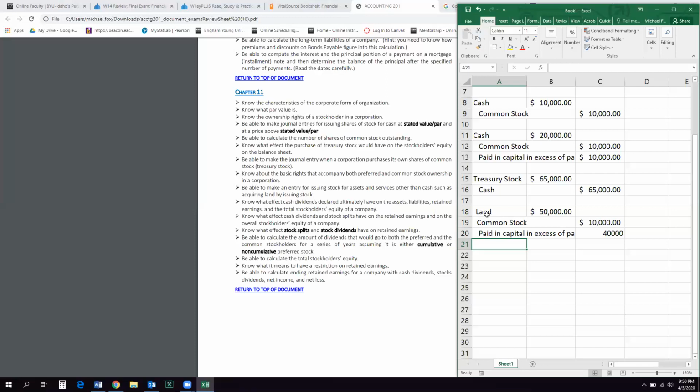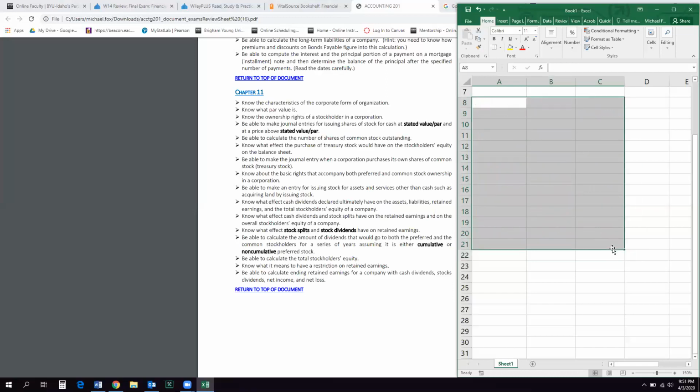Know what effect cash dividends declared ultimately have on assets, liabilities, retained earnings, and the total stockholders' equity of a company. So this is a pretty interesting thing to look at. When we declare a cash dividend, the first thing that happens is, I'll call it cash dividend. Let's say they declare a cash dividend of $100,000.